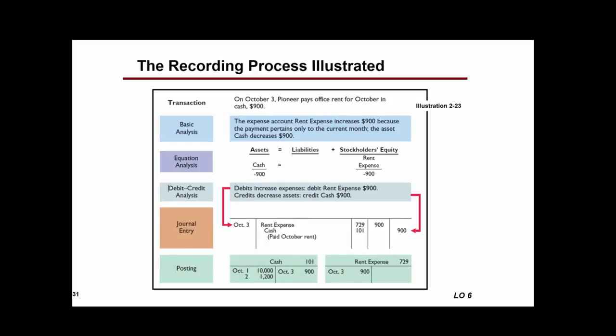So in this case, the way we do it, you have cash, October 1, we have 10,000, 1,200 on October 2nd, and October 3rd, company paid 900. So the balance here would be equal to 10,000 plus 1,200 minus 900, right? This is how we calculate it for all the accounts. In this case, for example, rent expense, because there was only one entry, the balance is a debit, it's on the debit side of 900.